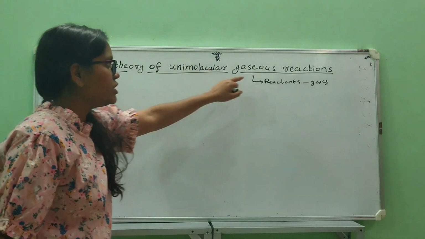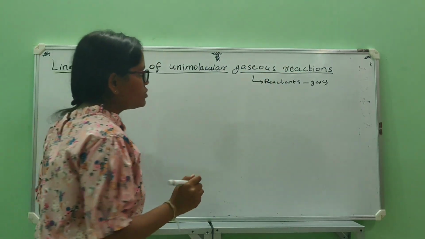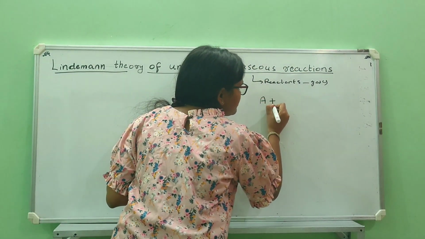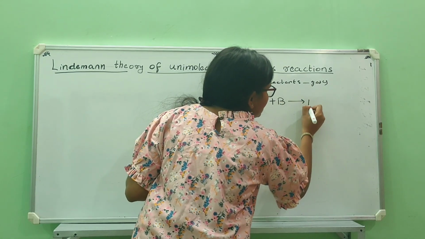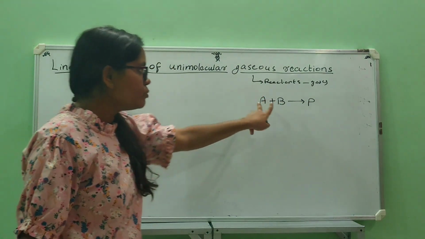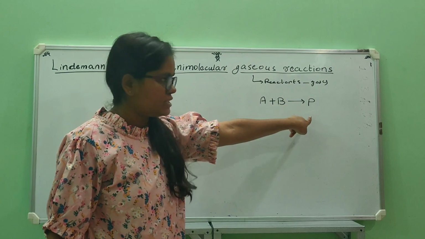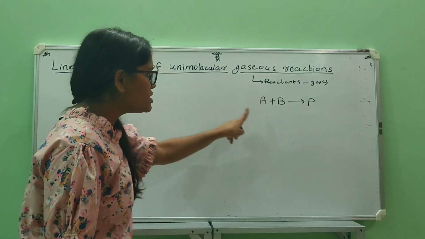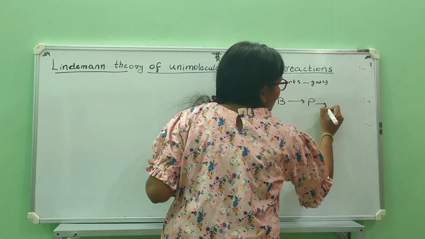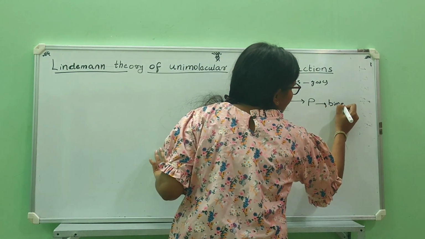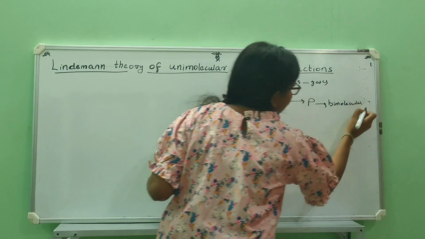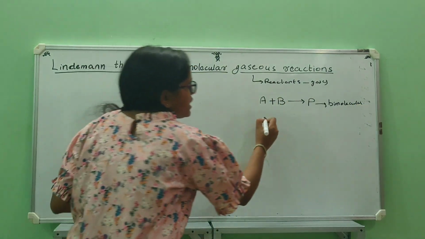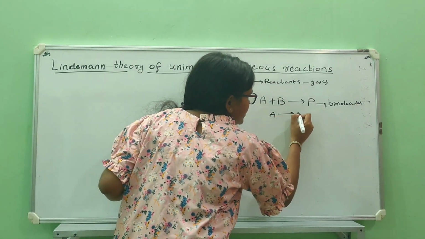So what are unimolecular gaseous reactions? Suppose there is a reaction A plus B giving rise to product. There are two molecules involved in this reaction, right? There are two reactants involved to give this product B. So this is an example of a bimolecular reaction. Now consider the reaction A giving rise to the product B.